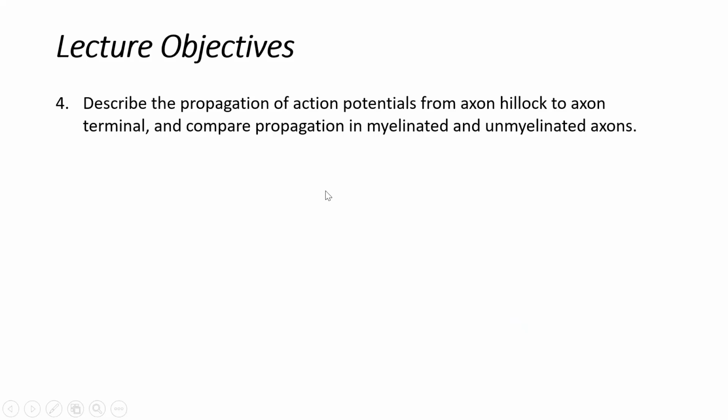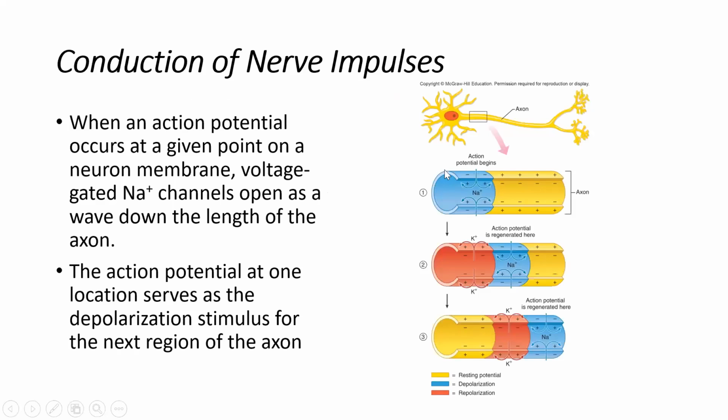Objective 4, which is to describe the propagation of the action potential from the axon hillock down to the axon terminal, and then talk about how this differs in myelinated versus unmyelinated axons or neurons, okay?